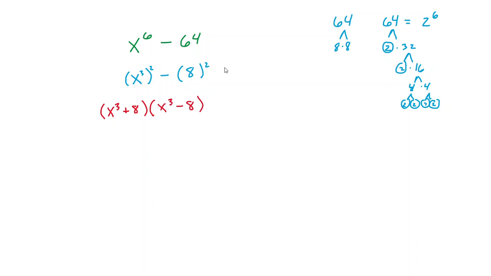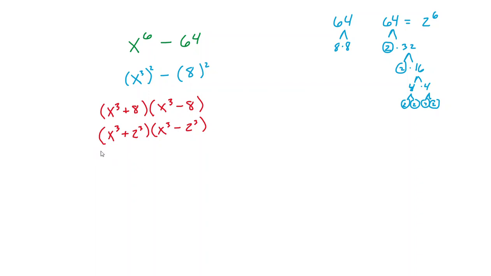Okay, now remember we said 2 cubed is 8, so let's rewrite this as x cubed plus 2 cubed times x cubed minus 2 cubed. And once we recognize that, then you say, uh-oh, that's the sum and difference of cubes. Now, if you're in Algebra 1, probably not going to see this one. Maybe you will. I don't think so. But if you're in Algebra 2, this is one that might show up. So let's do this one.